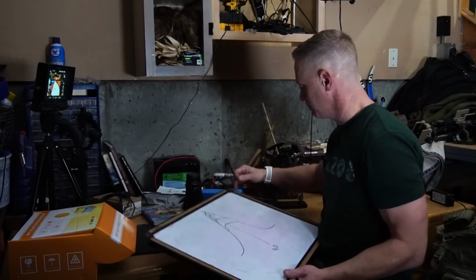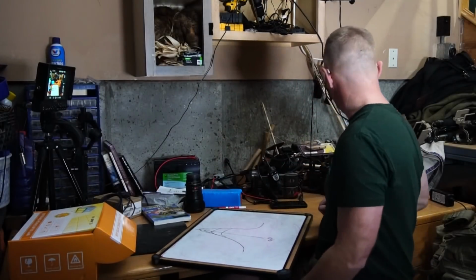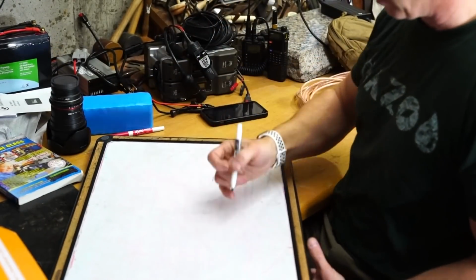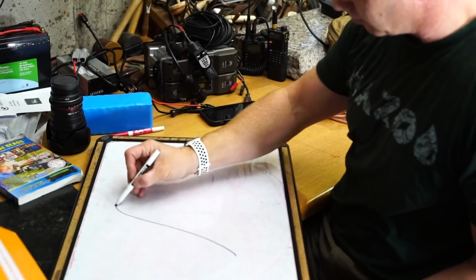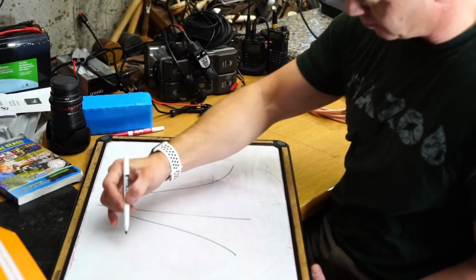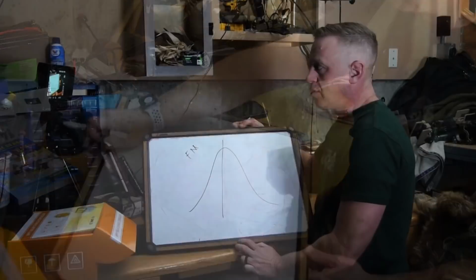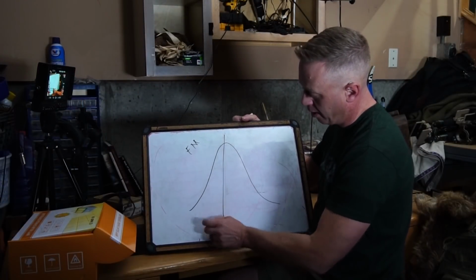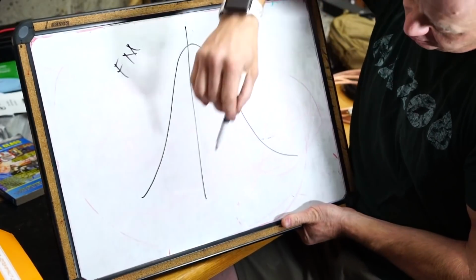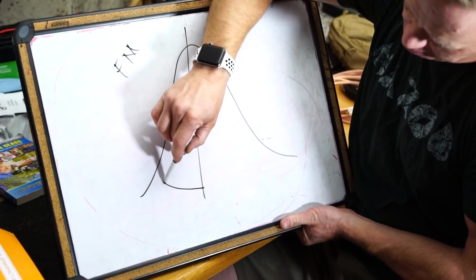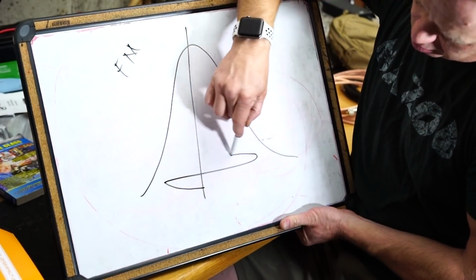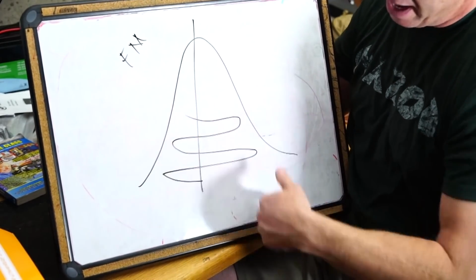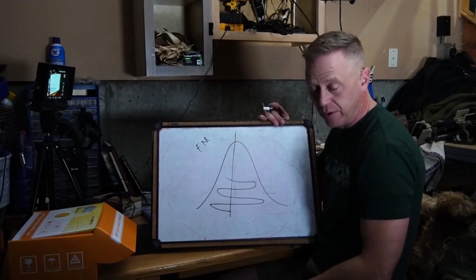Frequency modulation. I need an eraser. Beaver mitt for the win. Frequency modulation. What we're doing is we're putting the lower part of the voice on one side of the frequency and the higher part of the voice on the other. Okay? And we're modulating that back and forth from the bottom to the top of the frequency.